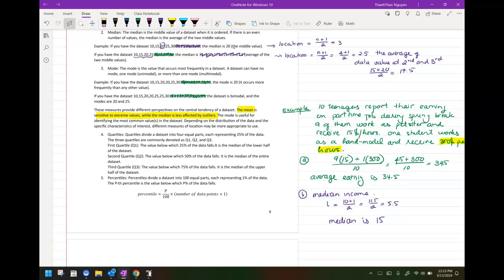Third quartile is the value below which 75% of the data fall. It is the median of the upper half of the data set.